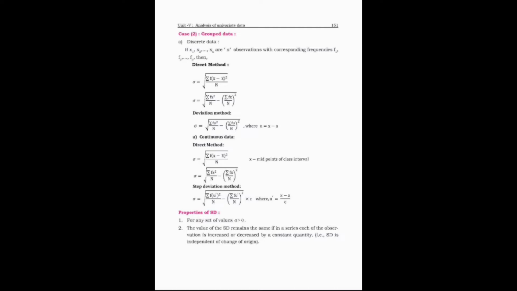Then what is d1? d1 is x1 bar minus x bar C. X bar C means the combined arithmetic mean. That is, d2 is equal to x2 bar minus x bar C, where x bar C is the combined arithmetic mean.